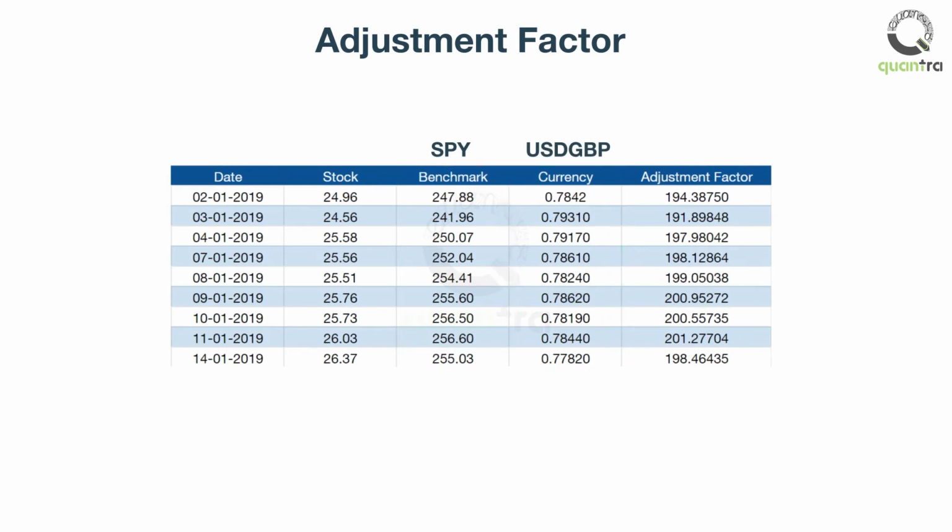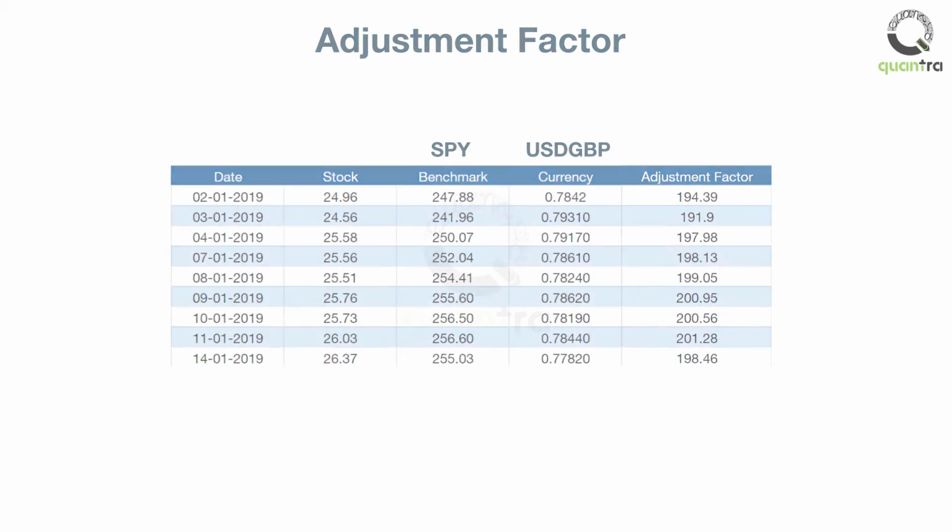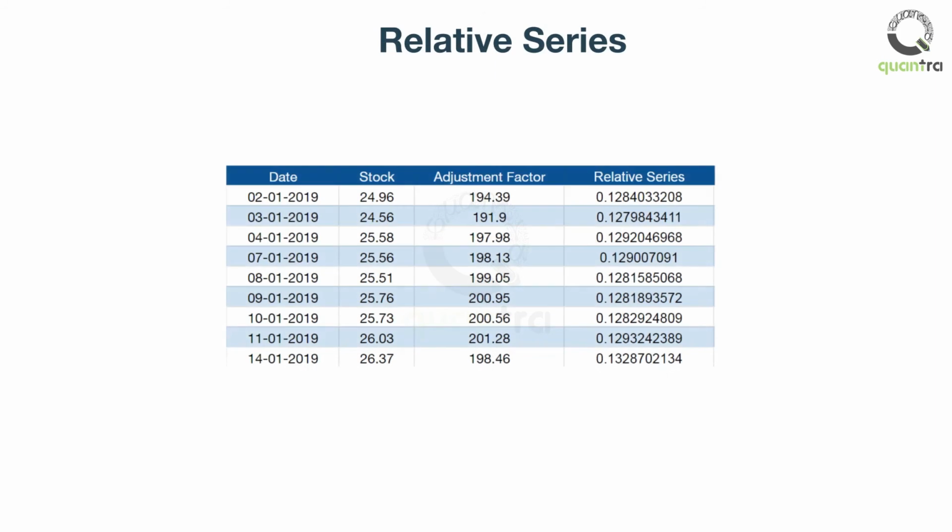Since currencies tend to have a lot of decimals, it is preferable to limit the number of decimals by rounding the product. We then create a new column called relative series to distinguish the absolute stock price from the relative stock prices. In this column, you can compute the relative series by dividing the stock price with the adjustment factor.